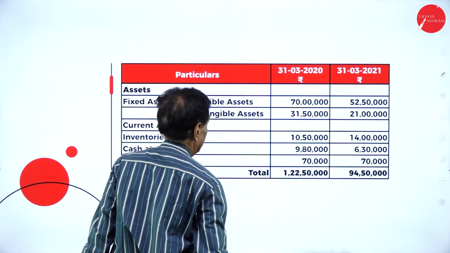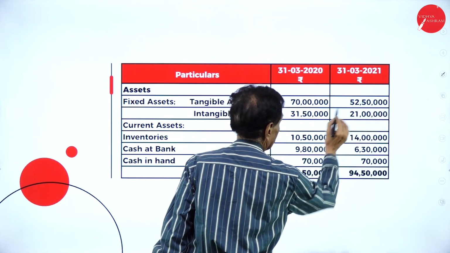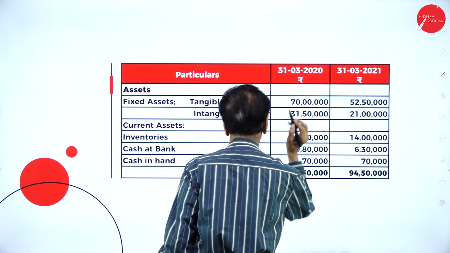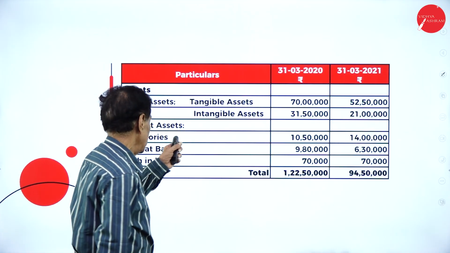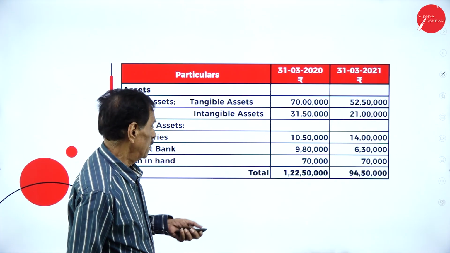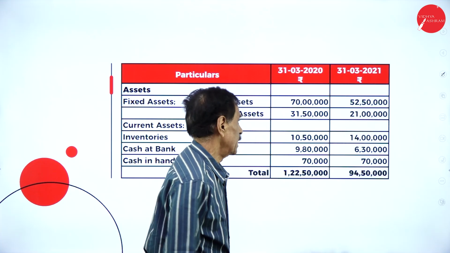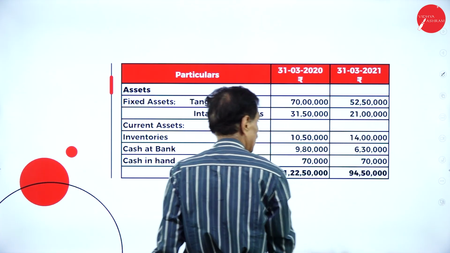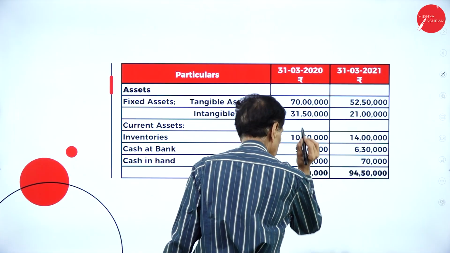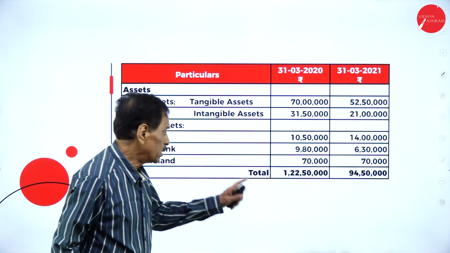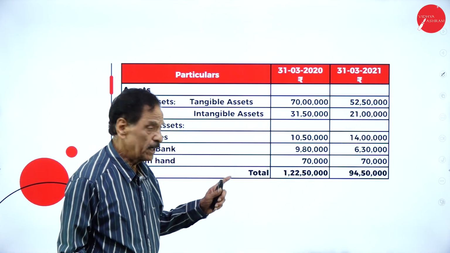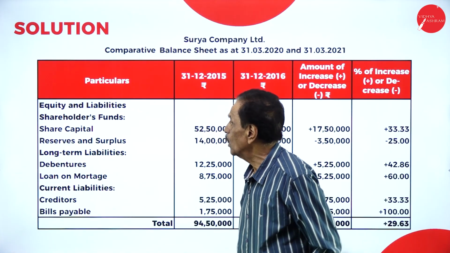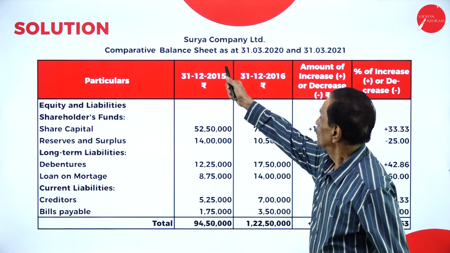Fixed assets, tangible 70 lakh, 52 lakh 50,000. Intangible 21 lakh, 31 lakh 50,000. Current asset, inventory means stock 10 lakh 50, 14 lakh. This is 14 lakh. 10 lakh 50, 6 lakh 30, 9 lakh 80,000, 70,000. So total 1 crore 22 lakh 50,000, 94,000, 50,000. So we are complete here.